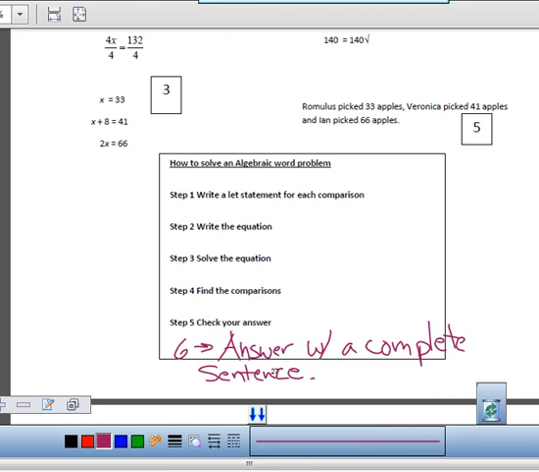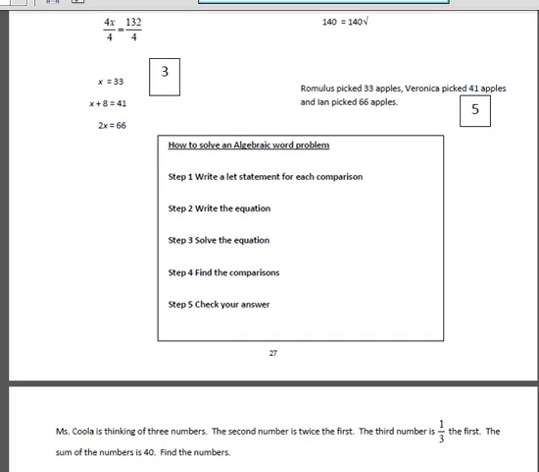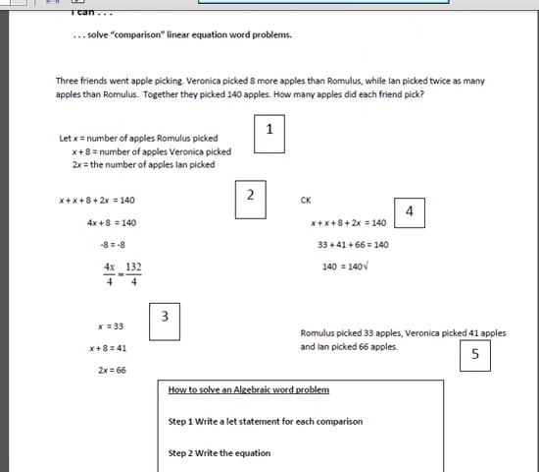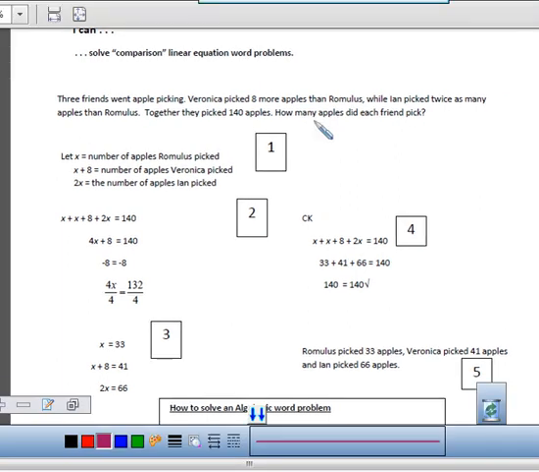Alright, so now let's go back up and look at this example problem. So 3 friends went apple picking. Veronica picked 8 more apples than Romulus, while Ian picked twice as many apples as Romulus. Together they picked 140 apples. How many apples did each friend pick? I'm going to put a box around this. Why? Because it is the question, and I'm using BUCKS.